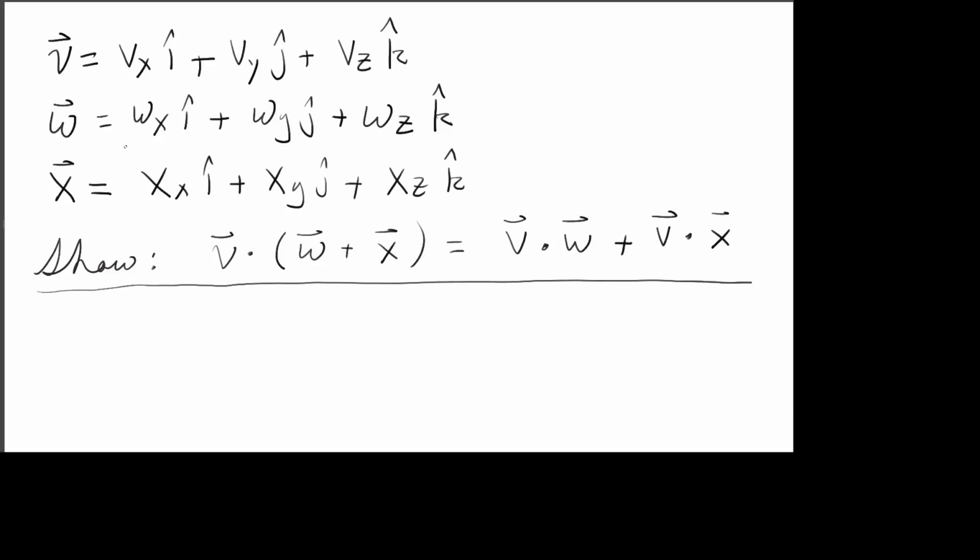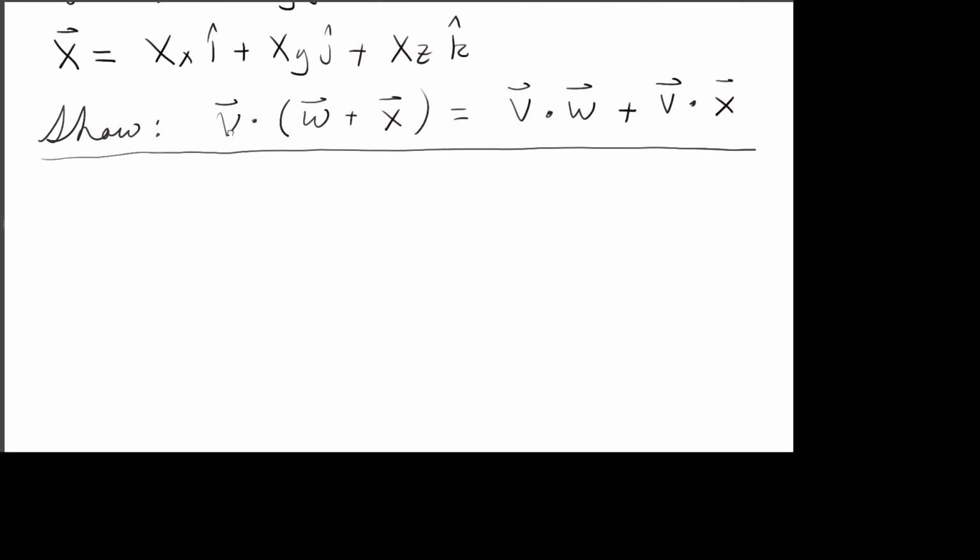Here you see defined three vectors, each in 3 dimensions using IJK notation. The goal is to show that the dot product distributes over addition. Probably the easiest way to do this is to break the vectors into their constituent components and then perform the dot product.